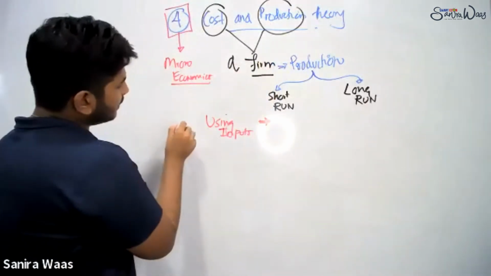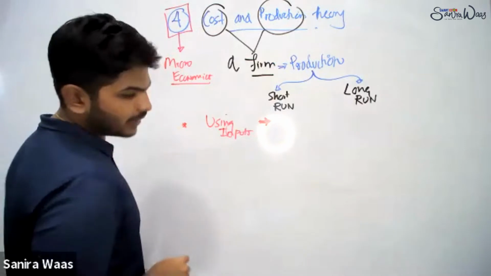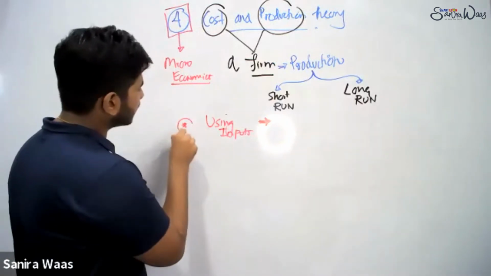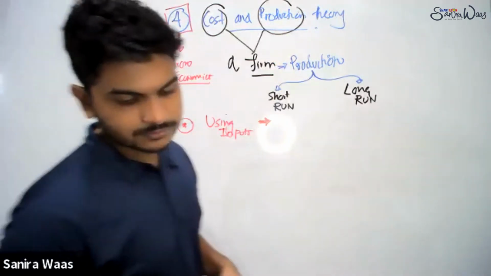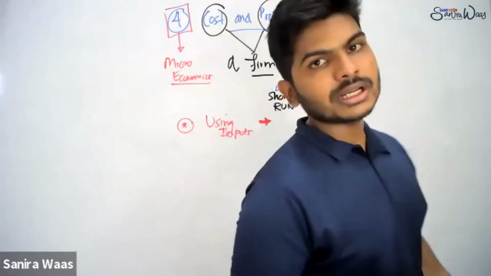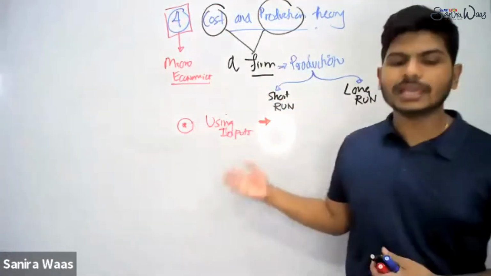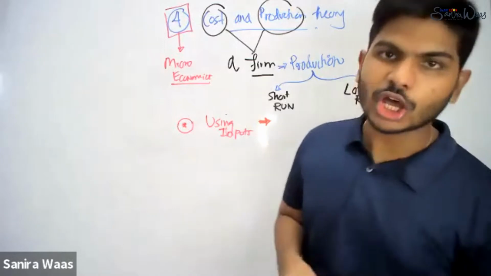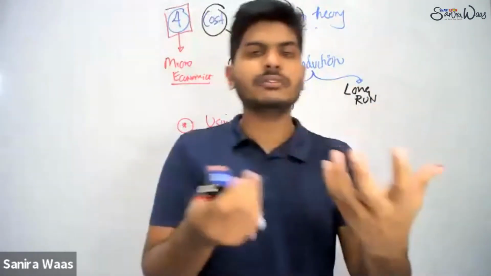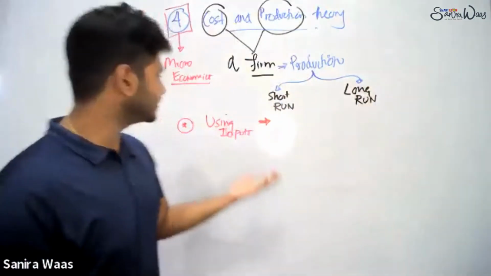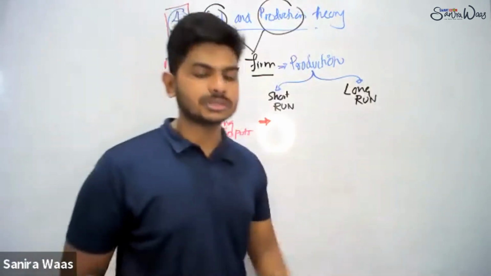Is it only using inputs we can define whether this is short run or long run? Any other ways? How to identify whether this is short run or long run? Any other ways we have? This is using inputs. The inputs you use.